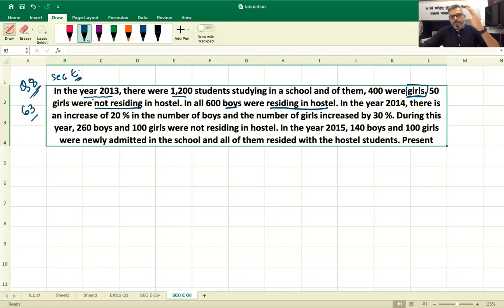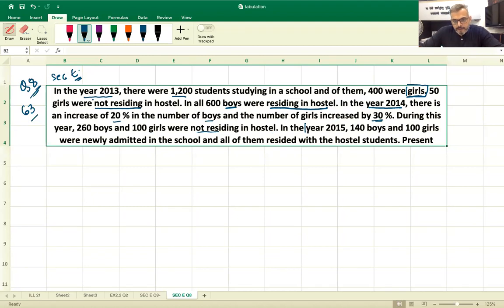So अभी तक हमने क्या देखा? Boys, girls, residing and not residing. Okay. Then in the year 2014, there is an increase of 20% in the number of boys and the number of girls increased by 30%. So 2014 में boys 20% बढ़ गए and girls 30% बढ़ गए. During this year, 260 boys and 100 girls were not residing in the hostel.